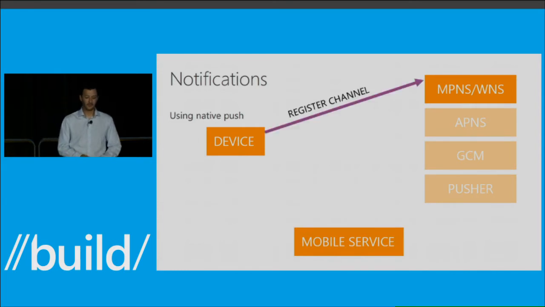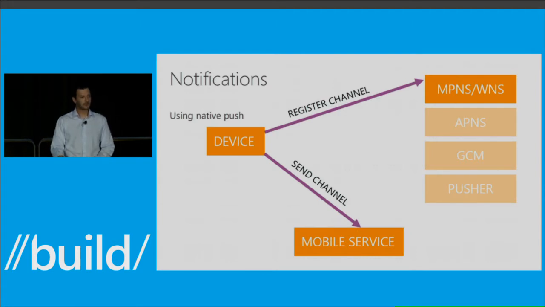So first you go and you register a channel using their API. You get your channel back to the client. Then you send it to mobile services to stash away, saying, OK, this is my channel in case you want to call me.